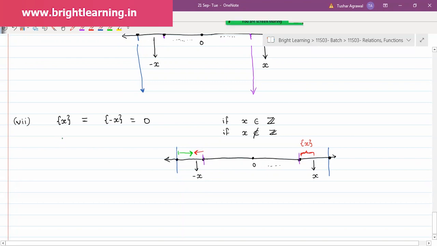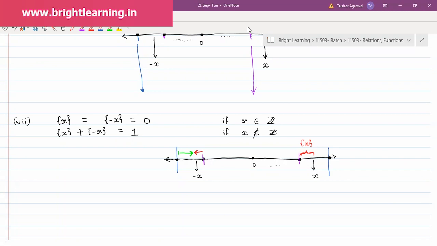So if x is not an integer, fractional part of x, the red distance over here, and fractional part of minus x, the green distance over there, the addition will be equal to positive 1. Can everybody convince themselves of this point? It will be 1, Pujita, not minus 1. Fractional part is always positive. Fractional part of any number is never negative. Okay.